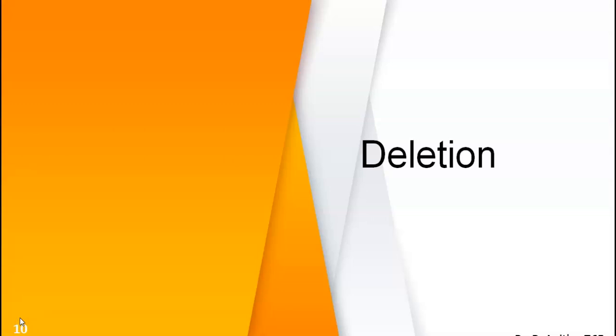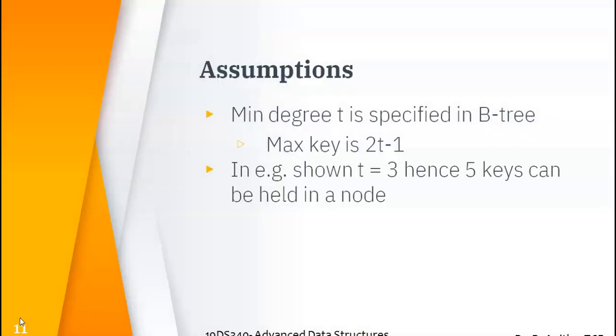Let us go ahead with the deletion. Totally there are 3 different cases in deletion, and let us explore each one of these with suitable examples. Before that, I would like to emphasize another point. For any B tree, we have a minimum degree t. So the maximum number of keys that can be held is 2t minus 1 and the minimum number of keys is t minus 1. So if my minimum degree is 3, 5 keys can be held. So the examples shown now have a minimum degree of 3. Okay, so with this assumption we shall go ahead.